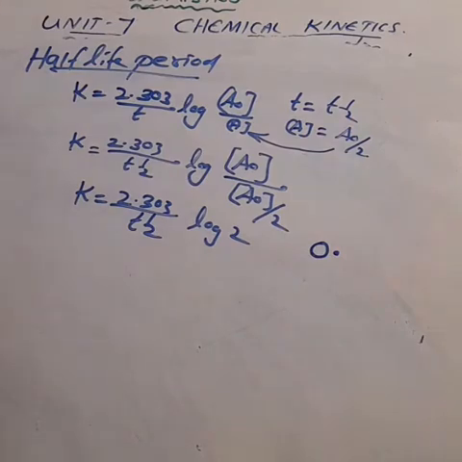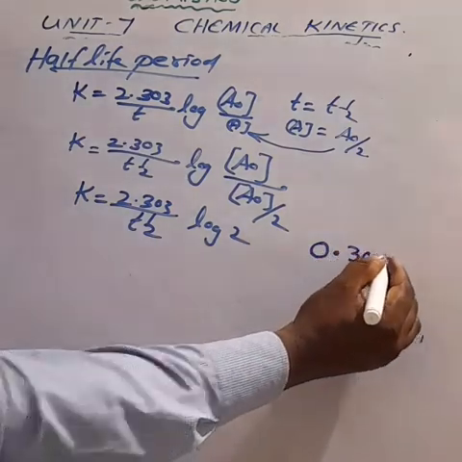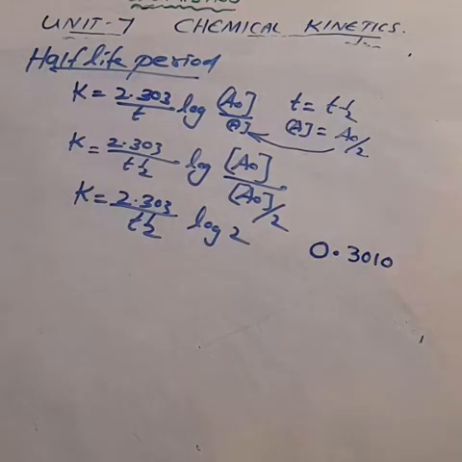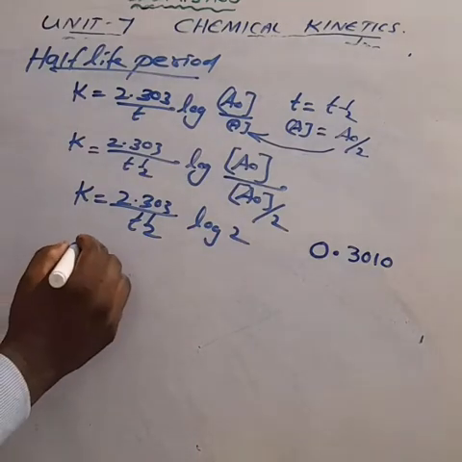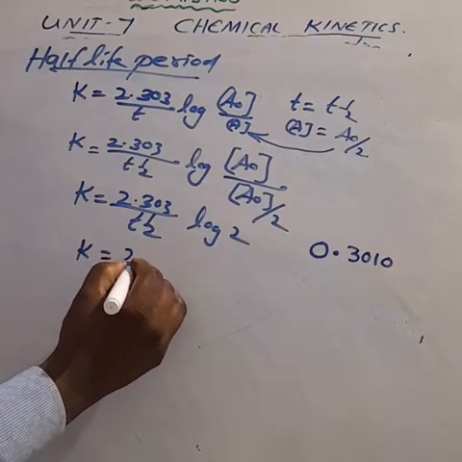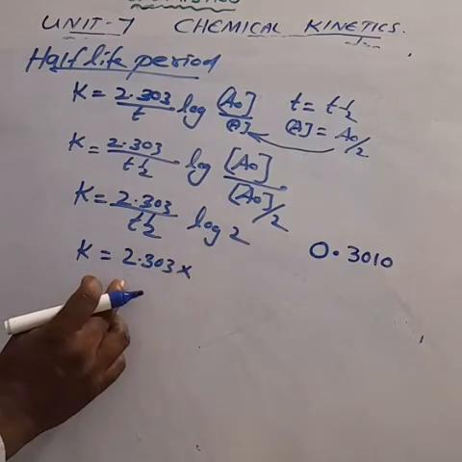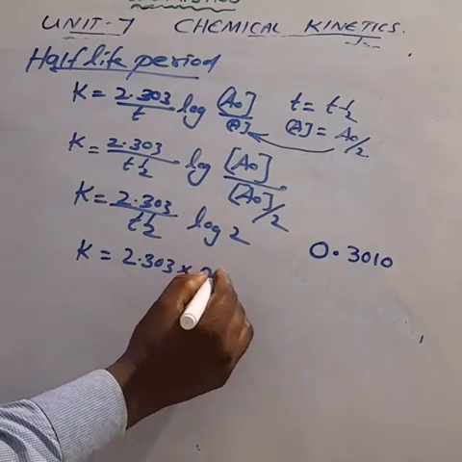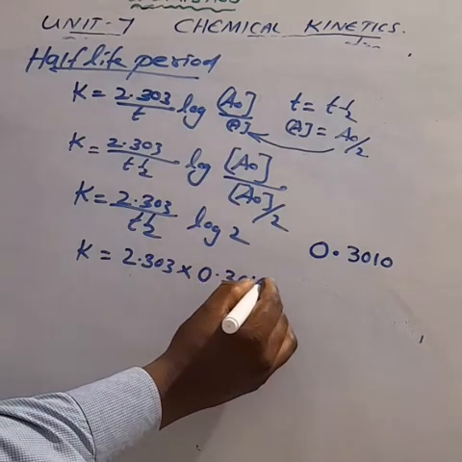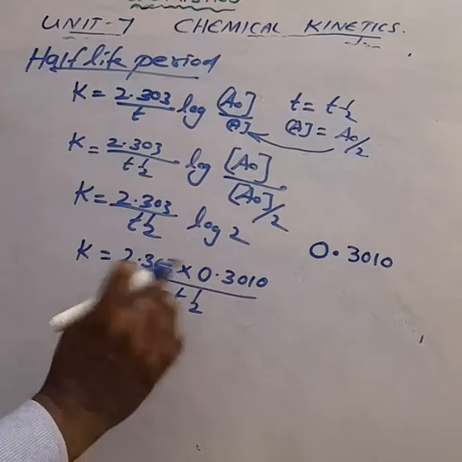Log 20 means 3010, so 0.3010. Next we have to multiply, ordinary multiplication only. In the above equation we have to write T half also. K is equal to 2.303 into 0.3010 divided by T half. Just a small multiplication.